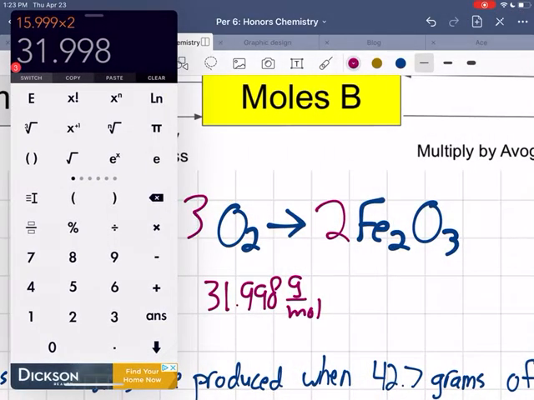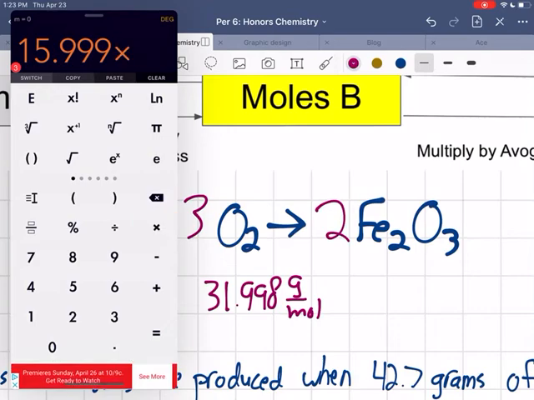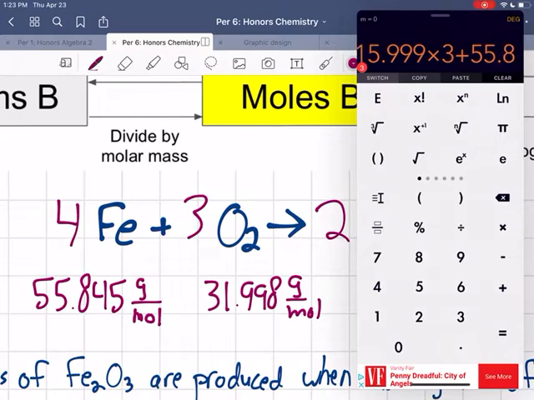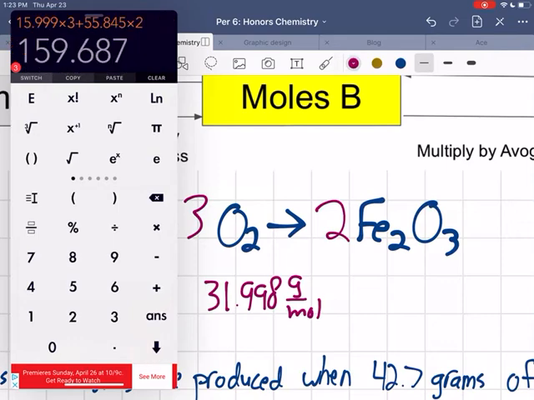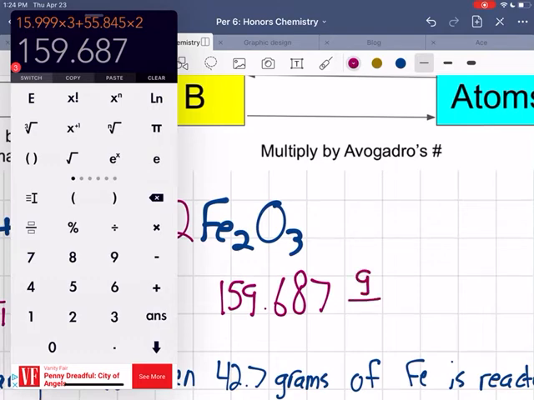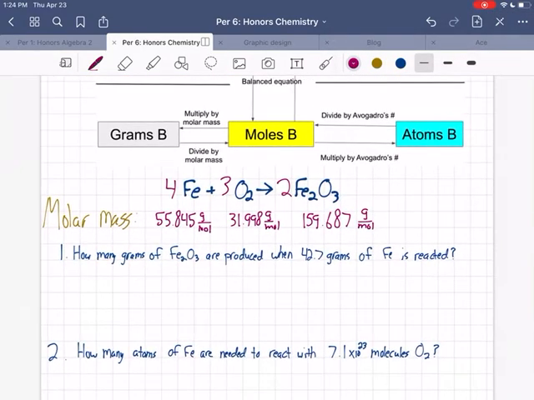And then lastly, we have Fe2O3. So let's go to 15.999 first. That's my oxygen. There's 3 of those. Plus my iron by itself is 55.845. And there are 2 of those. Adding all those up, that's going to get us 159.687 grams per mole. Okay, so that'll just save us some time later to put that all at the top right now.